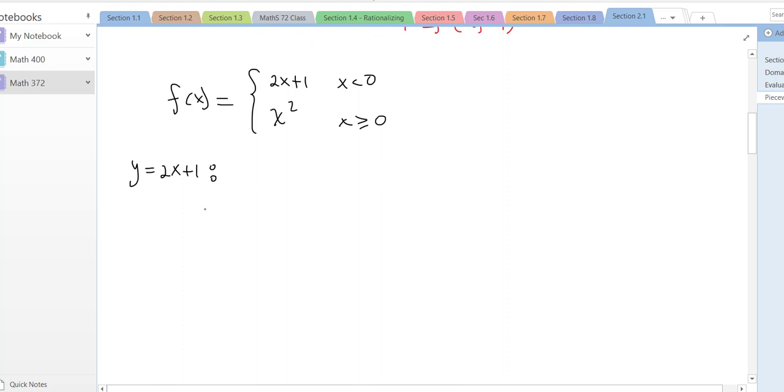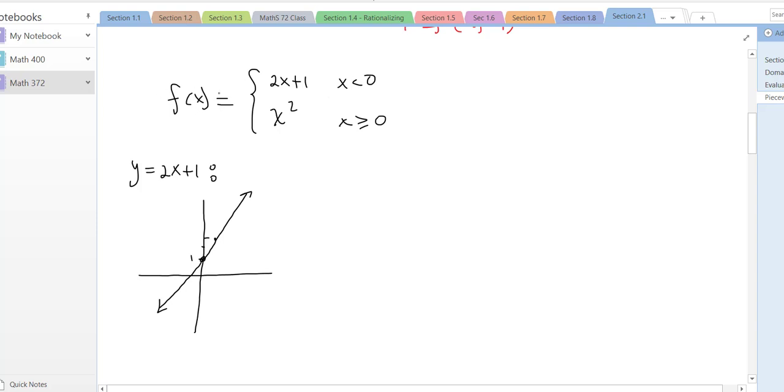And that is a line with y-intercept of 1 and slope of 2. So 1 is the y-intercept, and the slope is 2, so we're going to go up 2 and over 1, and so on. So we connect the dots. So this is what my line will look like for y equals 2x plus 1.